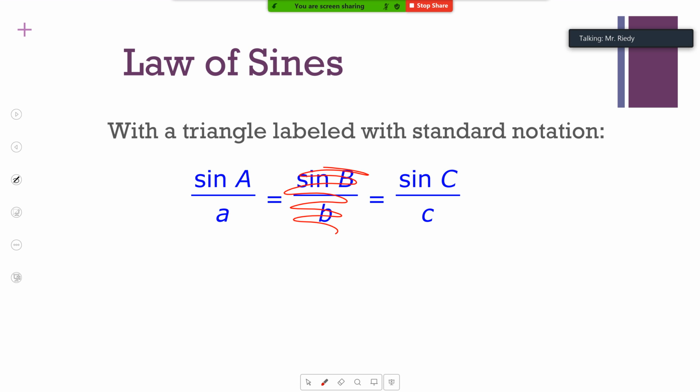Okay, notice some little things. This is a capital A, meaning it's an angle. This is a lowercase a, meaning it's a side length. Same is true with the C and the B. Make sure you understand the difference between angles and sides. What commonly happens is that people start taking the sine of side lengths, and that makes no sense whatsoever. So don't do that.